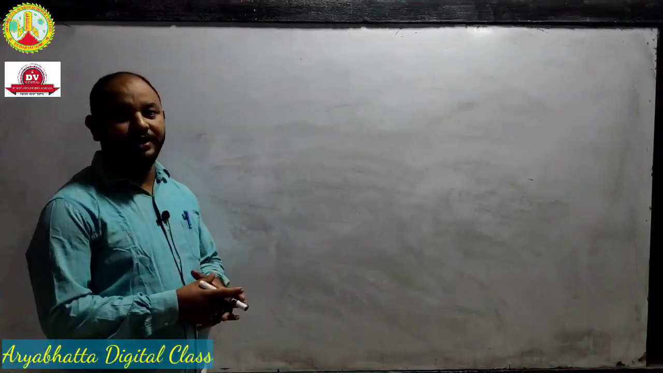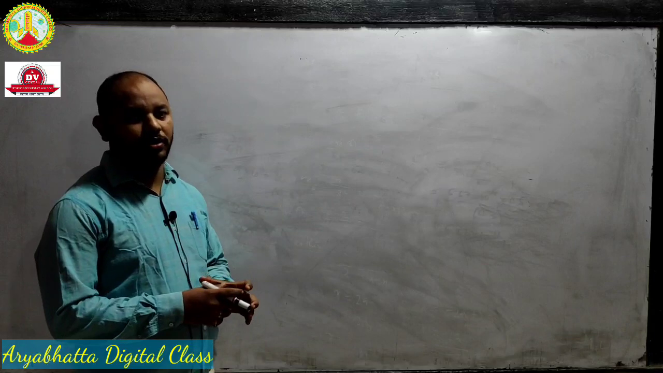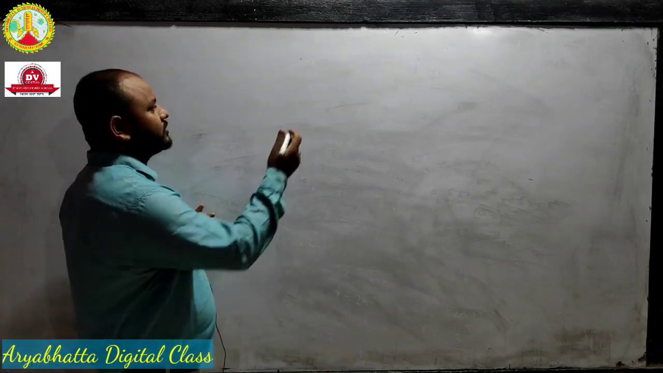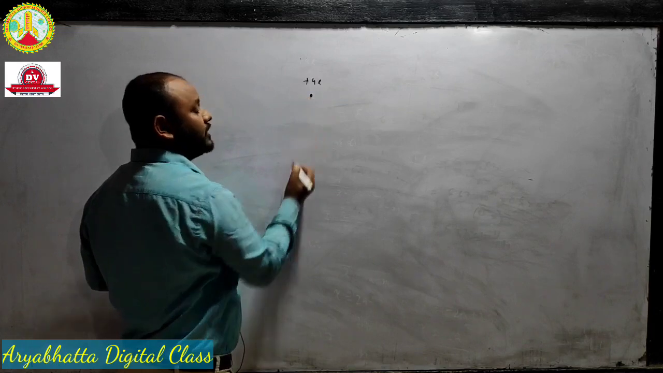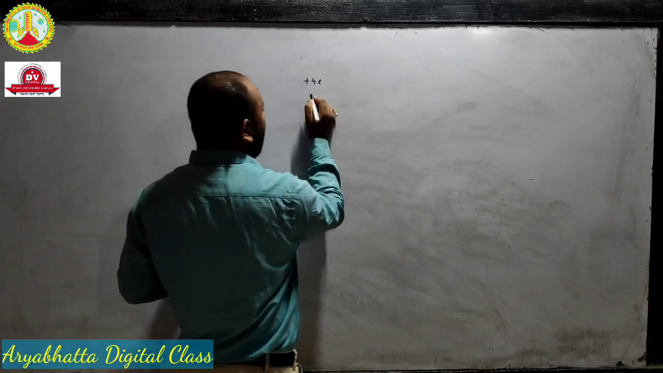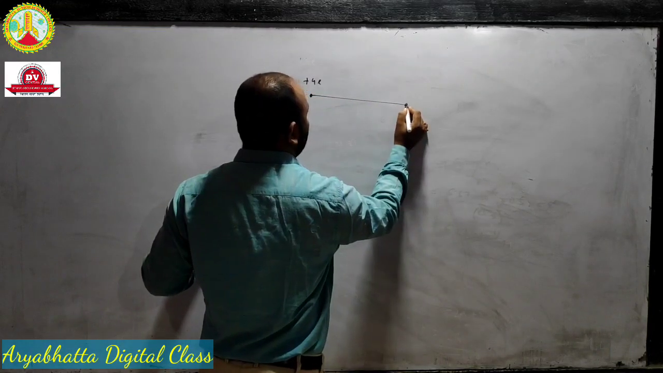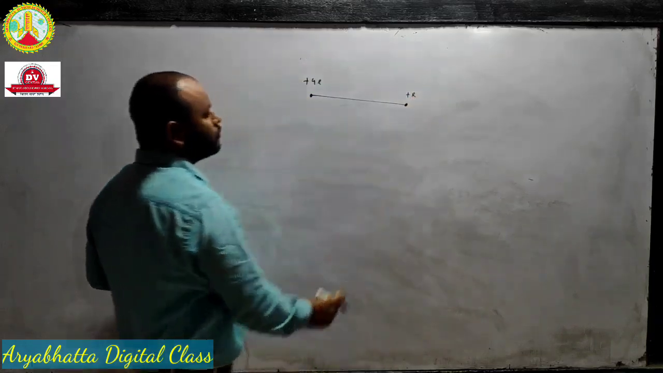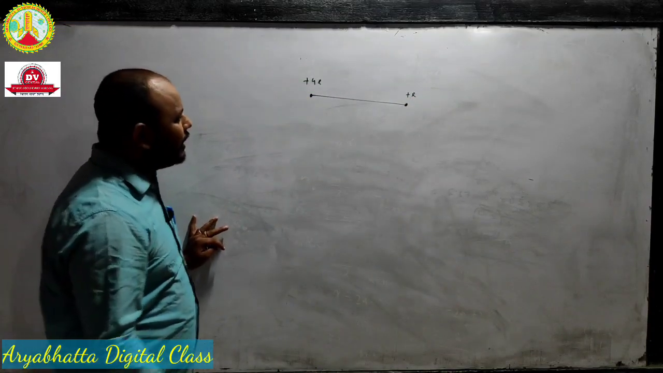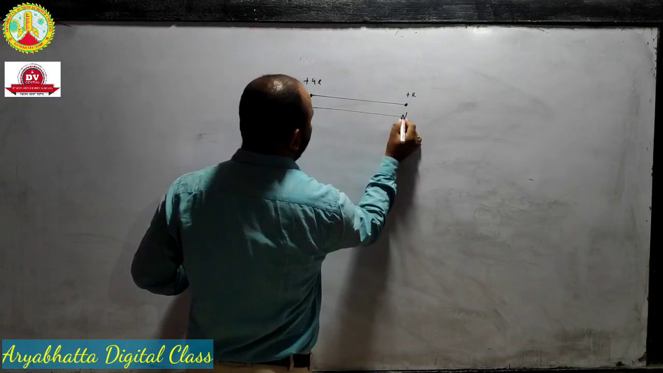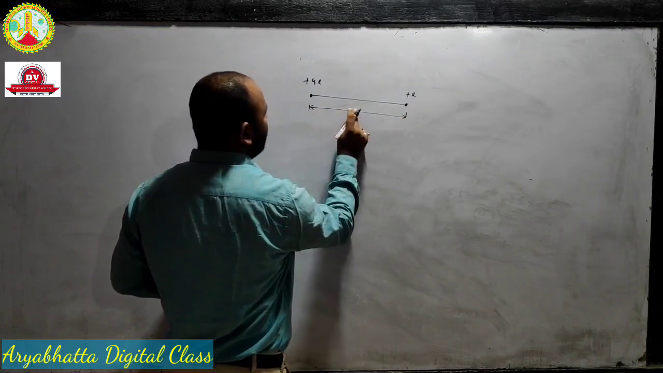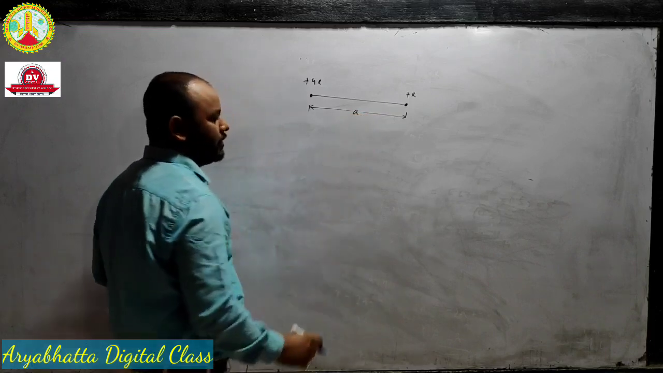We'll do some numericals from Coulomb's law. Okay, we have two charges, plus 4e and plus e. These are the 2 point charges, and they are separated by a distance a.